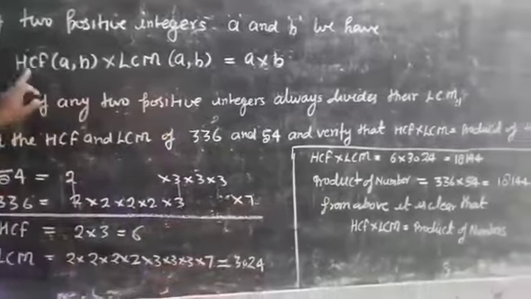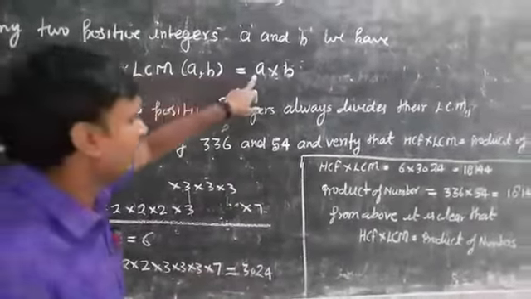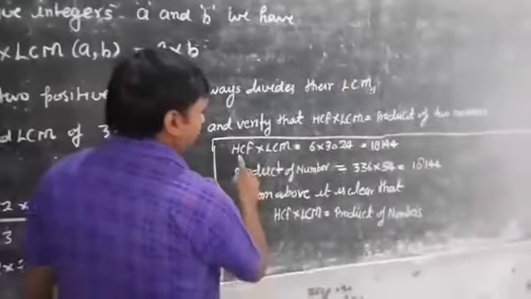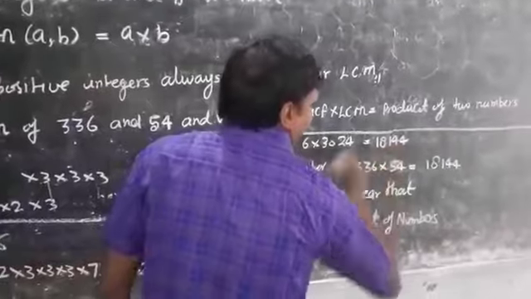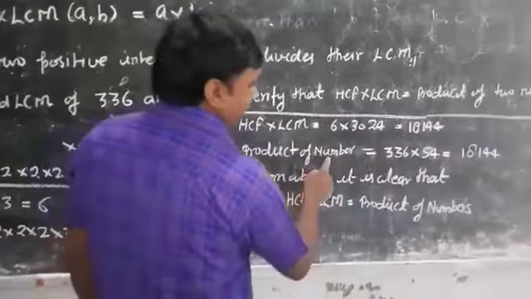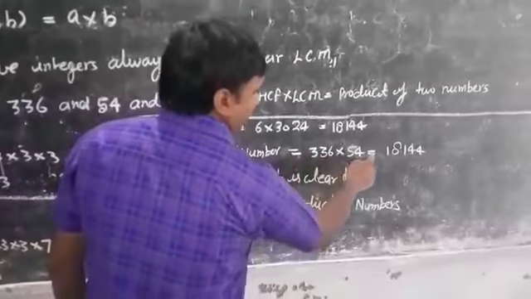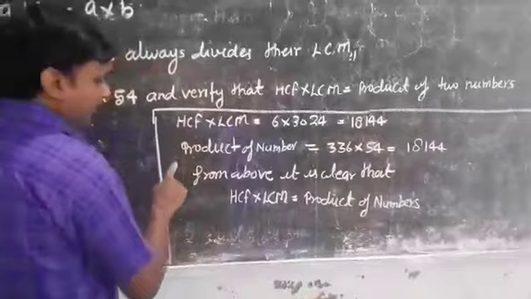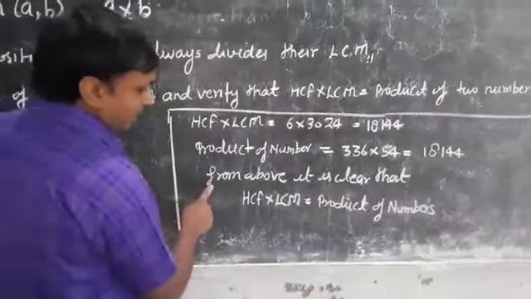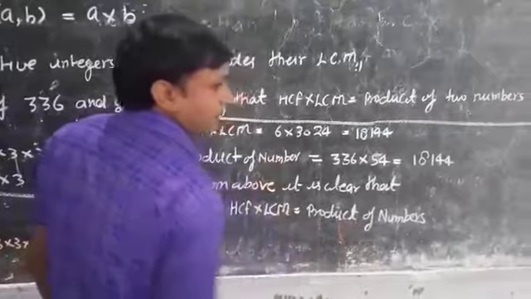Verification: HCF of a, b into LCM of a, b is equal to a into b. Here HCF into LCM is equal to 18,144, and the product of the numbers, that is 336 and 54, is also 18,144. So the above two equations verify that the product of the HCF and LCM of any two numbers is the product of the numbers.